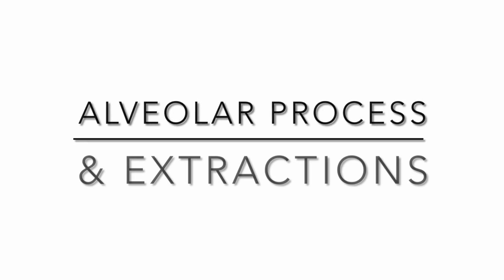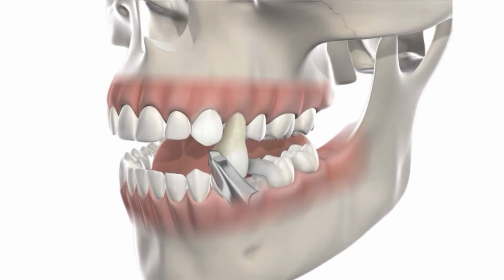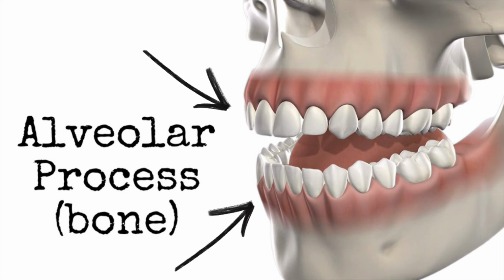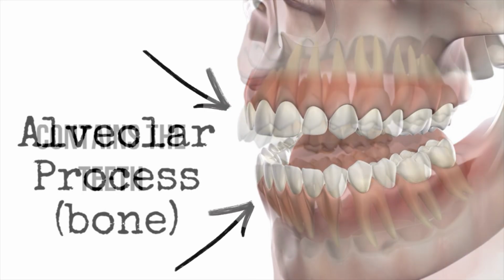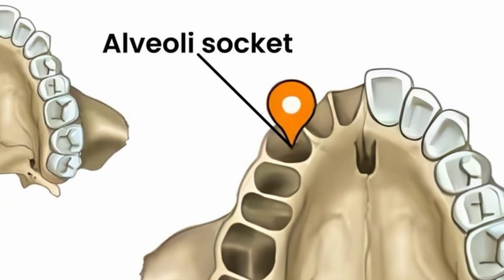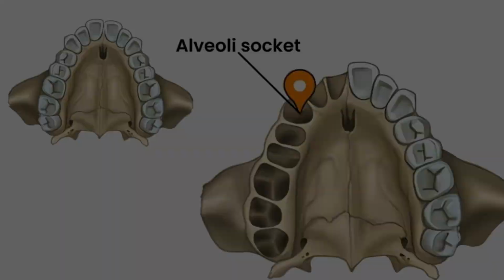Welcome to the alveolar process and extractions. The alveolar process, also referred to as the alveolar bone, is very important in dentistry. It's part of the jaw that surrounds and supports the teeth. It contains the alveoli sockets where the teeth are anchored and plays a crucial role in stabilizing the teeth.